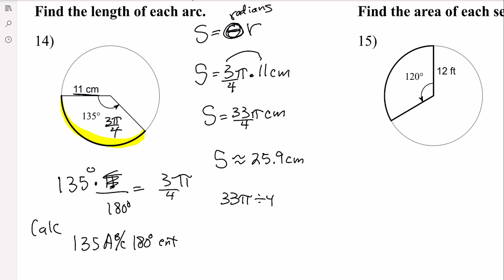That's the arc length when the radius is 11 centimeters. If it wasn't 11 centimeters, it would just be 3 pi over 4, and then whatever that would multiply out to be. But it's larger than that because the radius is larger.